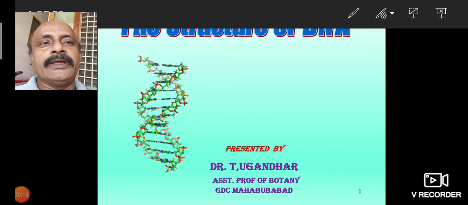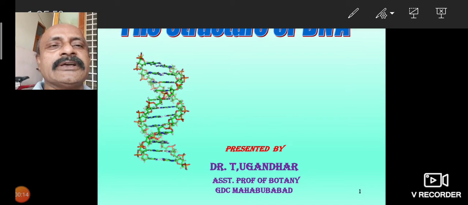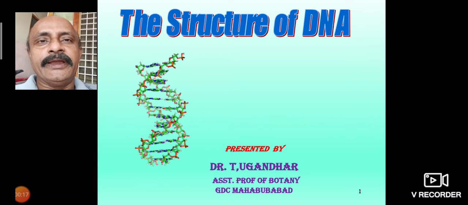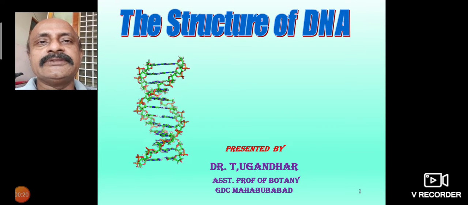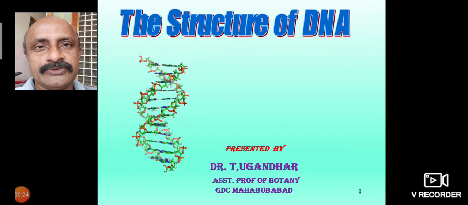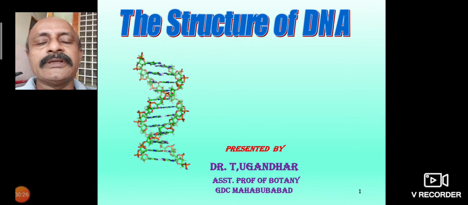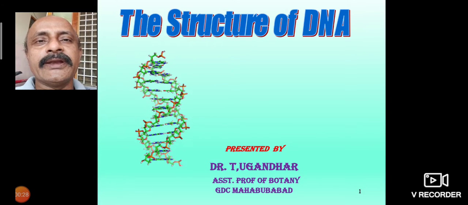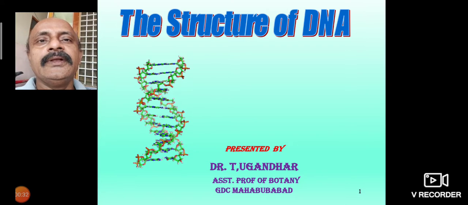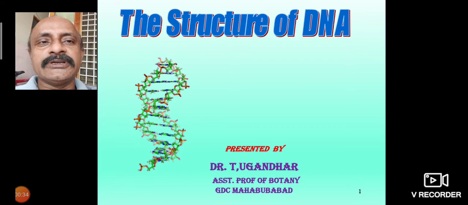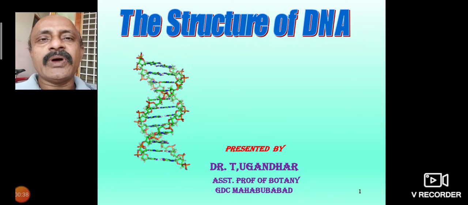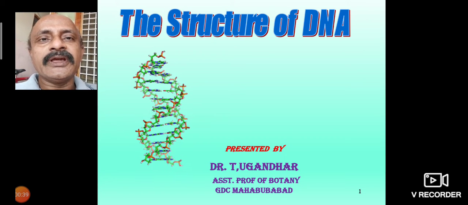So, today I am discussing the structure of the DNA. The DNA is genetic material present in the chromosomes. It can carry inheritance characters from one generation to another generation. The DNA is the smallest unit of inheritance.